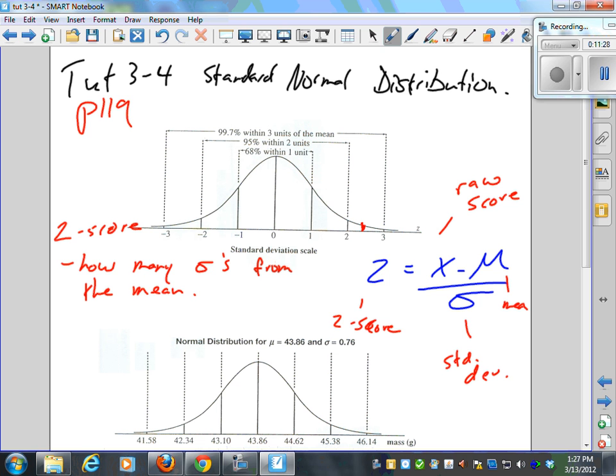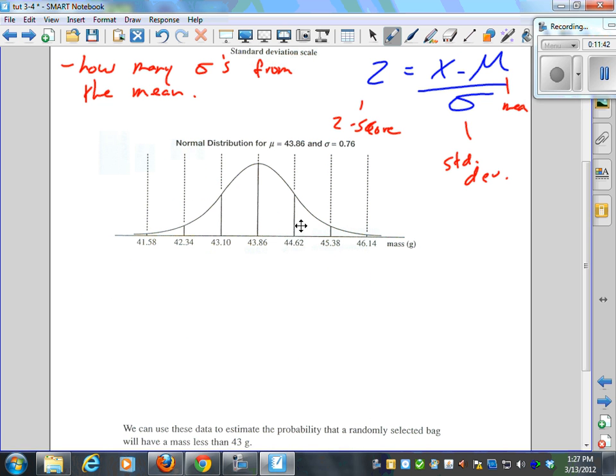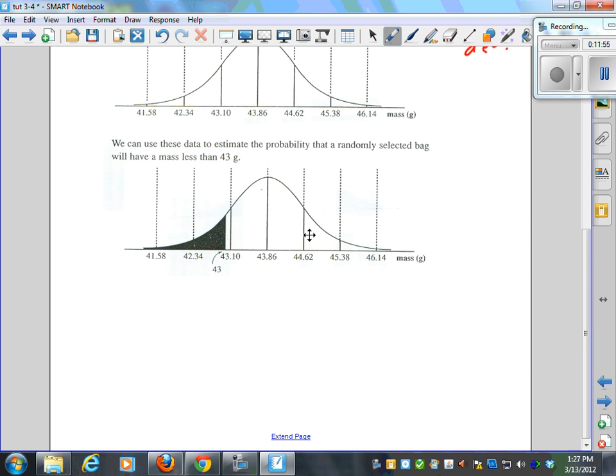In the example in tutorial 3.3, we assumed the data about the actual masses of 43-gram bags of Cadbury mini eggs were normally distributed, and the mean mass was 43.86 with a standard deviation of 0.76. So you have this chart right there, right? Got that chart? Okay. So we can use these data to estimate the probability that a randomly selected bag will have a mass of less than 43. So here it is here.